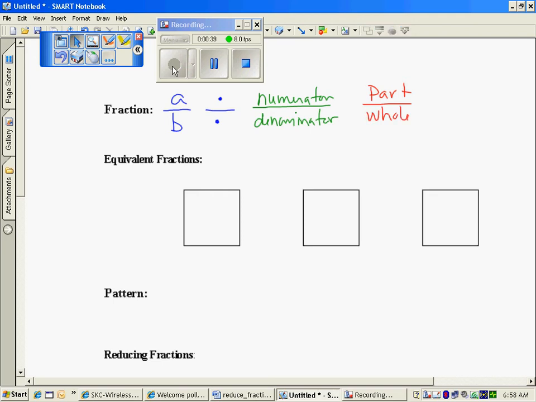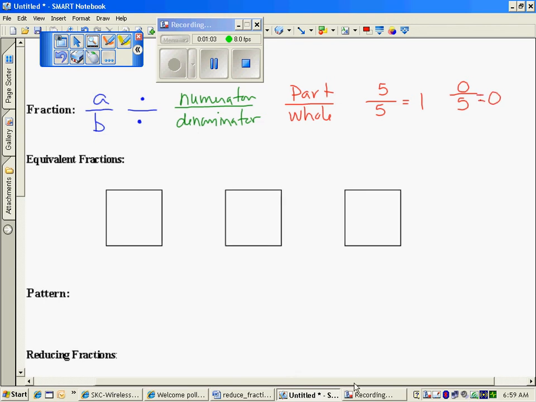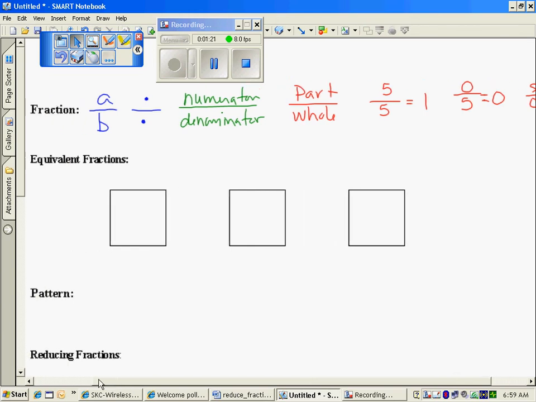is the whole. So I might say that my whole has 5 pieces to it, so 5 pieces make up my whole. If I have all 5 of the 5 pieces, I have the entire object. If I have none of the 5 pieces, I have 0. And if I have 0, I have 5 over 0, that is undefined. I can't have 5 of no pieces if there are no pieces to have.